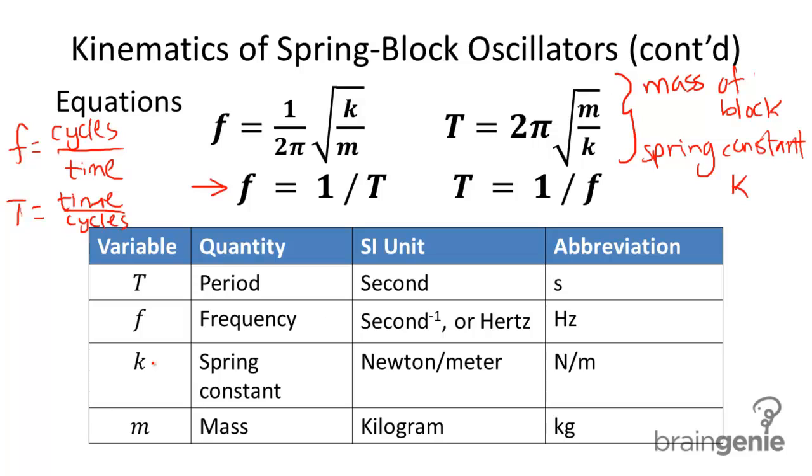Okay, just a quick reminder. For period, the unit is seconds, and for frequency, the unit is hertz. Hertz is actually a unit of 1 over seconds, or seconds to the -1.